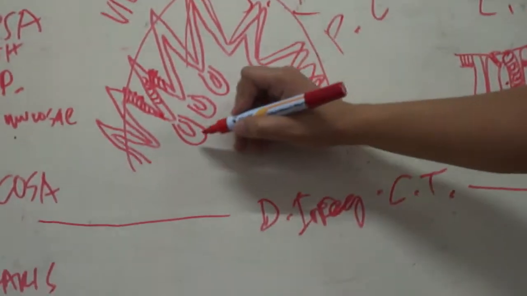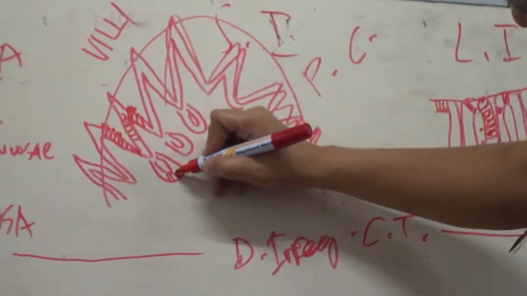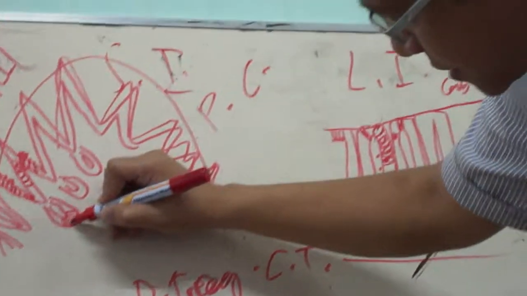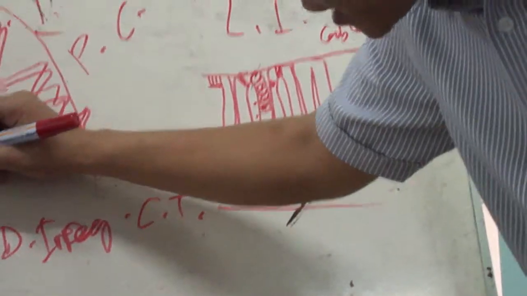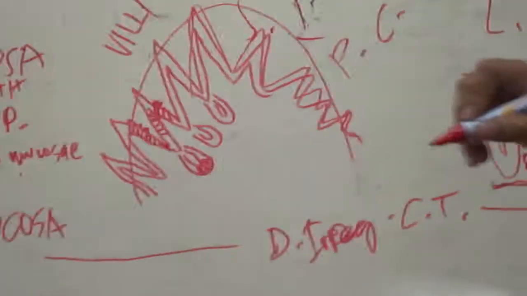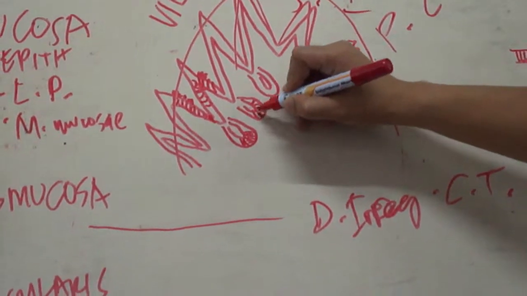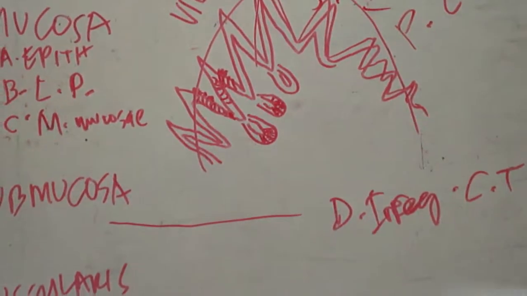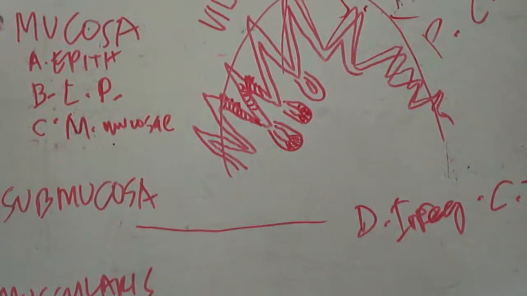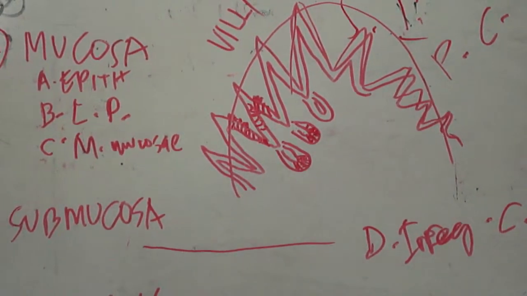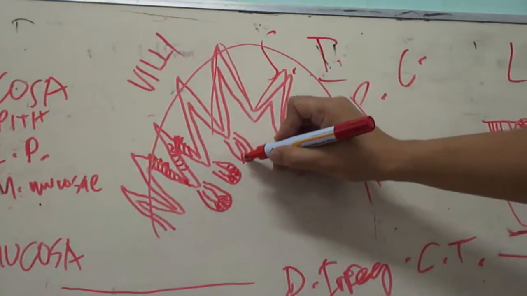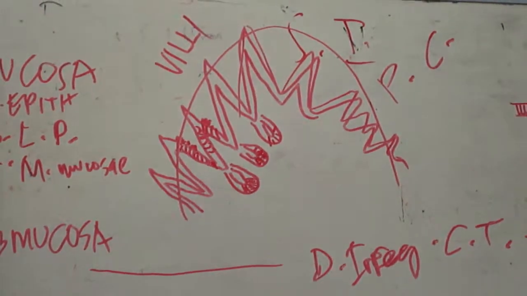And then, at the bottom portion of the crypts are cells which will show orange granules in their cytoplasm. Can you still remember the name of these cells? They are the Paneth cells. So anyway, on Thursday, we will be discussing the significance of the function of the Paneth cells.